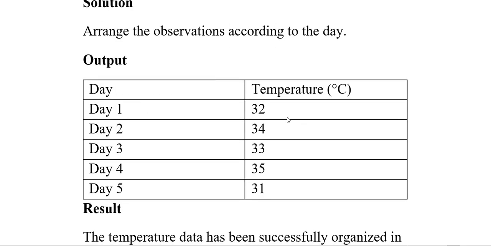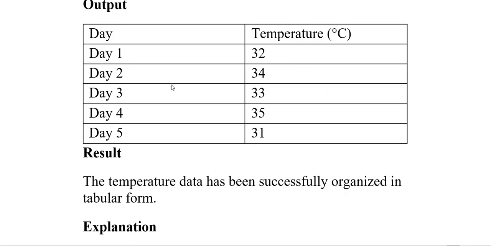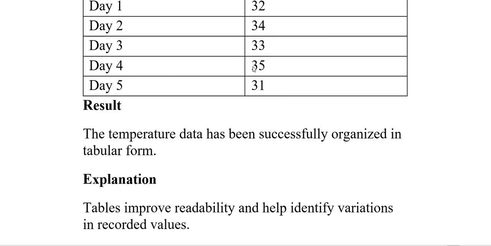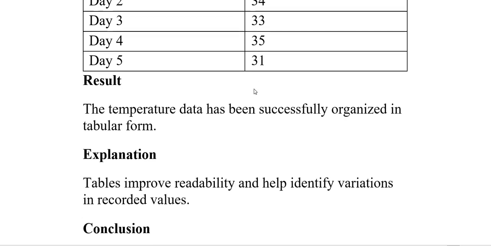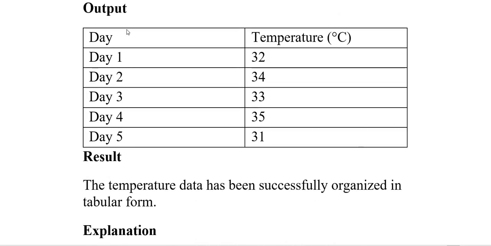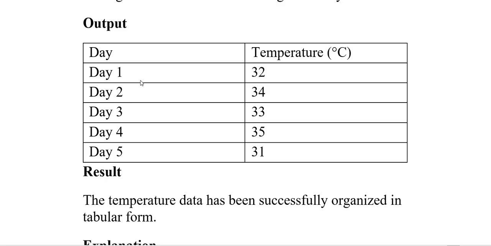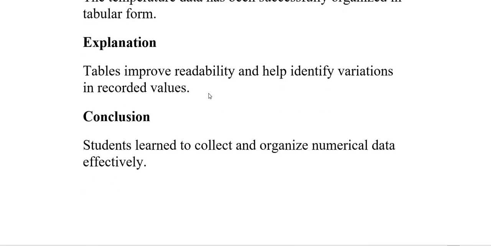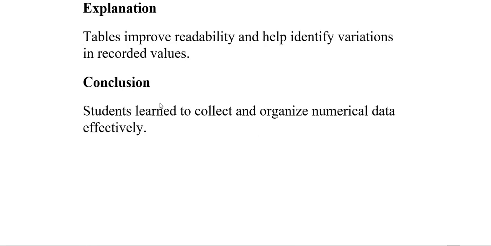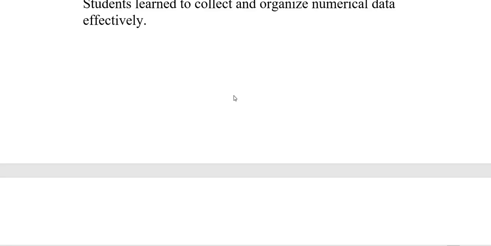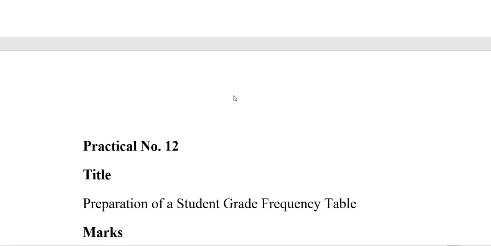On day 1, 32-degree temperature. On day 2, the temperature was 34, and on day 3, the temperature was 33, and on day 4, 35, and day 5, 31. So this is the solution, right? We had the data and we represented it in a tabular format. Now coming to the conclusion, students learn to collect and organize numerical data effectively, right? You know how to organize the data in a table.